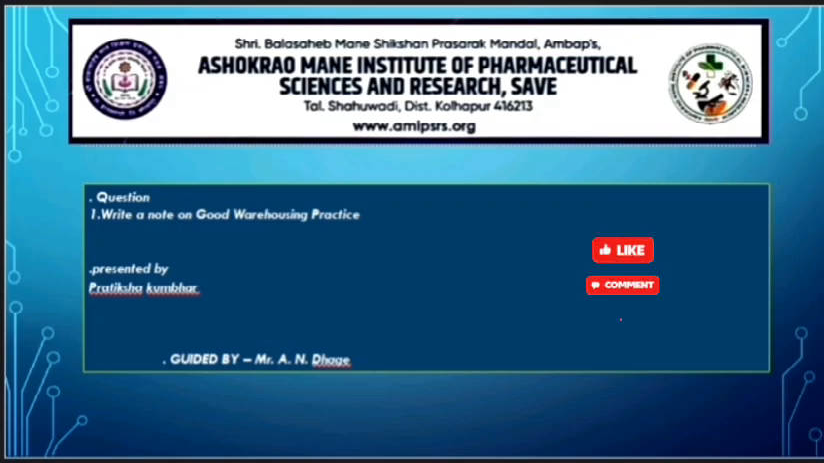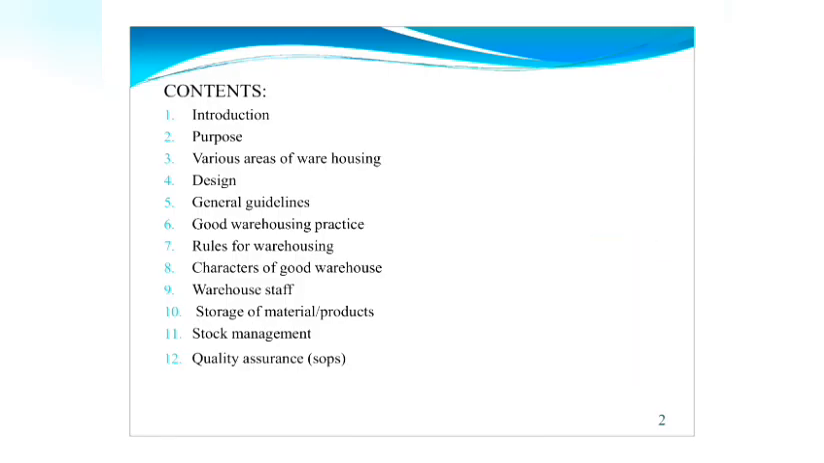A.N. Dhage sir. Contents: first, introduction; second, purpose; third, various areas of warehousing; fourth, design; fifth, general guidelines; sixth, good warehousing practice; seventh, rules of warehousing; eighth, character of good warehouse; ninth, warehouse staff; tenth, storage of material and product; eleventh, stock management; twelfth, quality assurance.